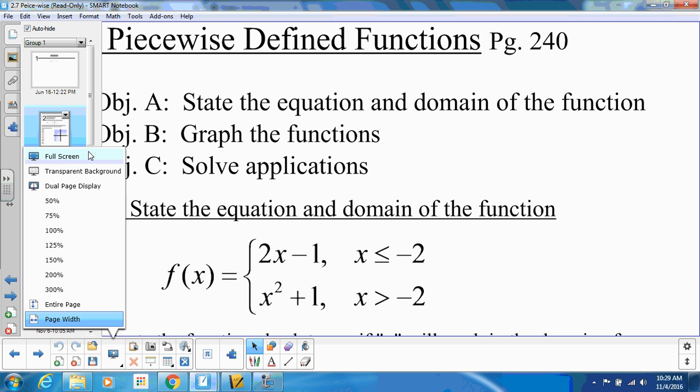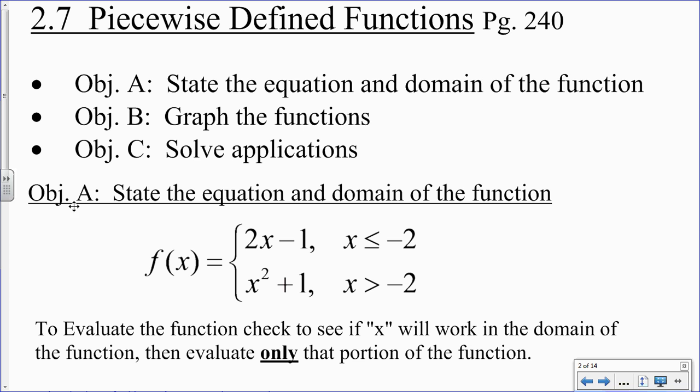We're going to start piecewise functions today. We won't get all the way through it, but we'll finish it up on Monday.